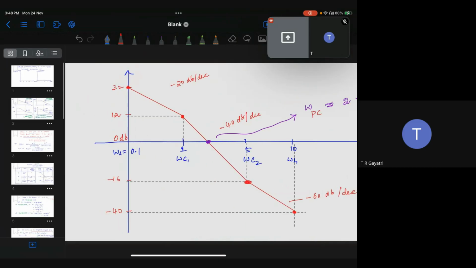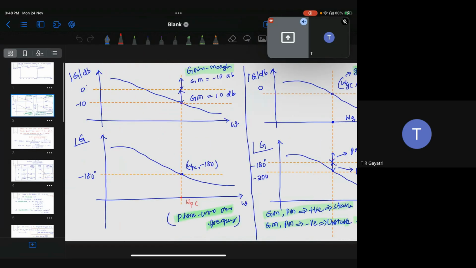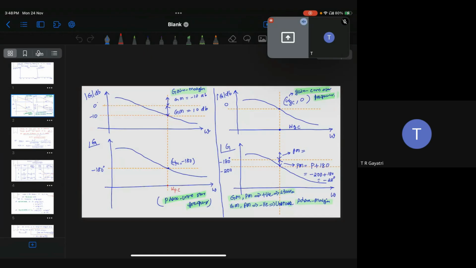Yes, sir. You can see here. The phase crossover is the frequency at which we are looking for the expression, this one, 0 dB. Okay, so that is how it goes. To find the gain margin, we will check the phase crossover frequency. To calculate the phase margin, we need the gain crossover frequency.